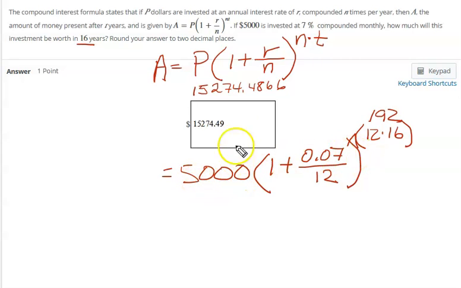When I did so, I got 15,274.4866. That's what came up in my calculator. Now they want this rounded to 2 decimal places. So I went to the third decimal place, which was a 6. Dropped that, added 1 to the 8, and I get this as an answer.